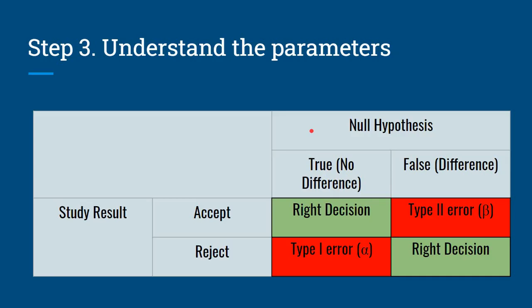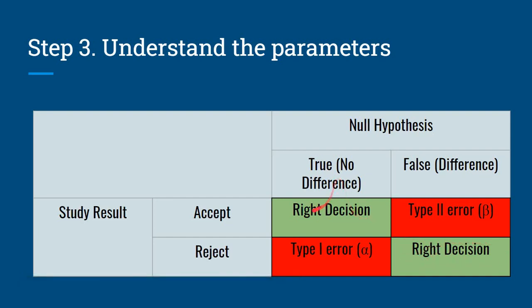In the third step, we need to understand the parameters involved in calculation of sample size. For sample size calculation, we need to be clear about the types of errors. We have 2 types of errors, that is type 1 or alpha error and type 2 or beta error. The null hypothesis, which says that there is no significant difference, may be true or false. Our study result may accept it or reject it. If we correctly accept a true null hypothesis, then that is the right decision. If we correctly reject a false null hypothesis, then that is also a right decision.